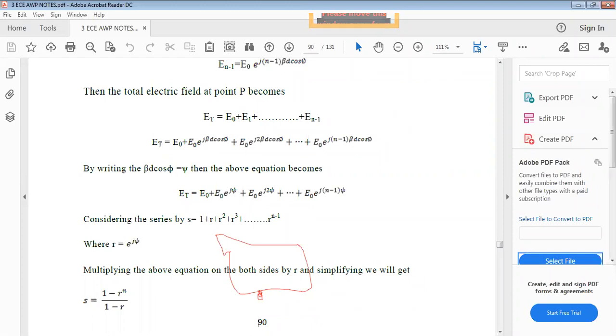So Et equals E naught into 1 plus e power j psi plus e power j2 psi. Actually that previous step is not required here. Consider the series S, that is 1 plus r plus r square plus r cube up to r of n minus 1. Here r equals e power j psi. Multiplying the above equation on both sides by r. In the previous expression we multiplied LHS and RHS by e power j psi. Here j psi is treated as an r. That is the difference.